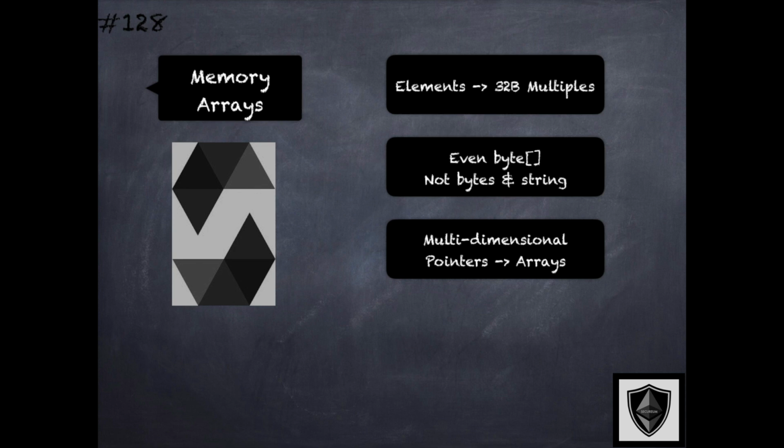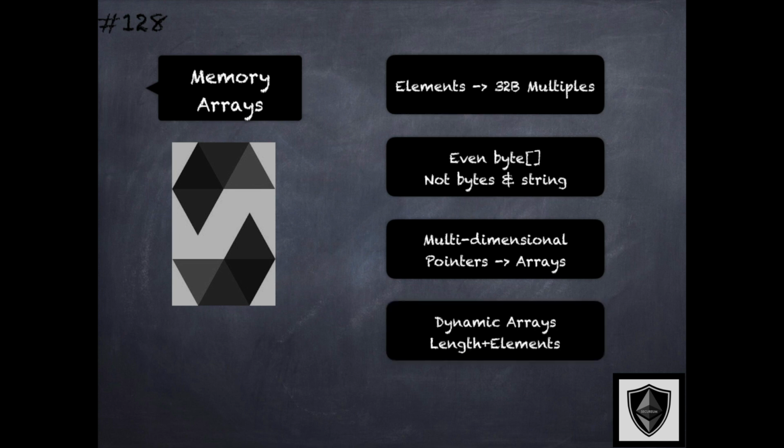And multi-dimensional memory arrays are pointers to memory arrays. And for dynamic arrays, very similar to the storage, even within memory, these are stored by maintaining the length of the dynamic array in the first slot of that array within memory, followed by the array elements themselves. So these are some facts about how the layout is maintained for arrays within memory.